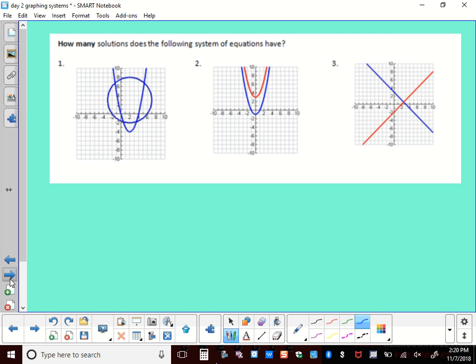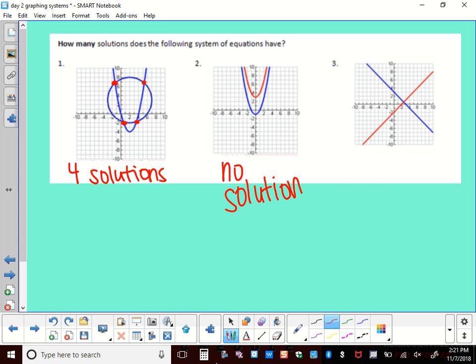All right, second level. How many solutions does the following system of equations have? 2 solutions. Just 2? Let's count. 1, 2, 3, 4. So I have 4 solutions. I'm looking for where it crosses. Both graphs, where they have to cross each other. How many times do they cross it? Infinite. For number 2? Keeps on going. Well, are they even crossing? No solution. No solution. No solution. Infinite.